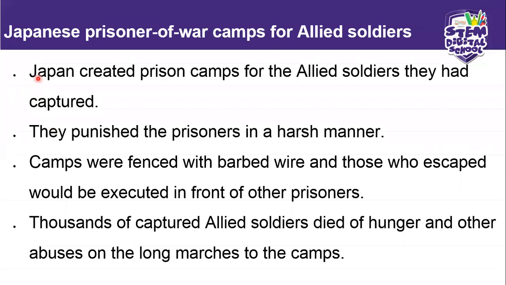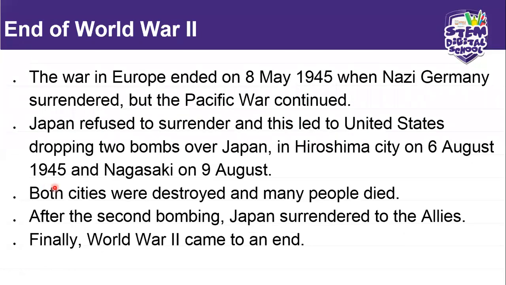And then there were Japanese prisoner of war camps for Allied soldiers. Japan created prison camps for the Allied soldiers they had captured. They punished the prisoners in a harsh manner. Camps were fenced with barbed wire, and those who escaped would be executed in front of other prisoners. It was terrible. Thousands of captured Allied soldiers died of hunger and other abuses on the long marches to the camps. So in the United States, they were capturing the Japanese, and in Japan, they were capturing the Allied soldiers and putting them in prison camps. A lot of things were happening at that time.